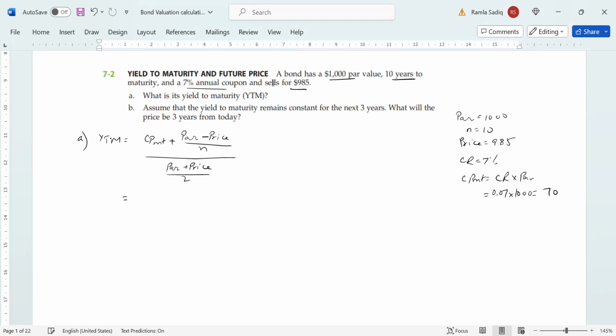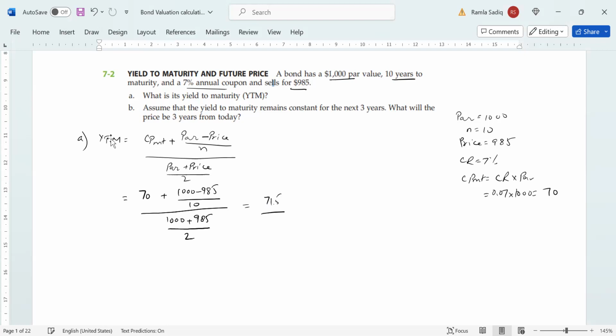Now we take all of the things that we know and plug them into our formula with a coupon payment of 70 plus a par of 1,000 minus a price of 985. All of that divided by 10 years to maturity. That's our numerator. And in our denominator, 1,000, that's par plus price 985 divided by 2. So one by one, we're just going to go ahead and plug that into our calculator. 1,000 minus 985 is 15. 15 divided by 10 is 1.5. So 70 plus 1.5 is 71.5 in our numerator.